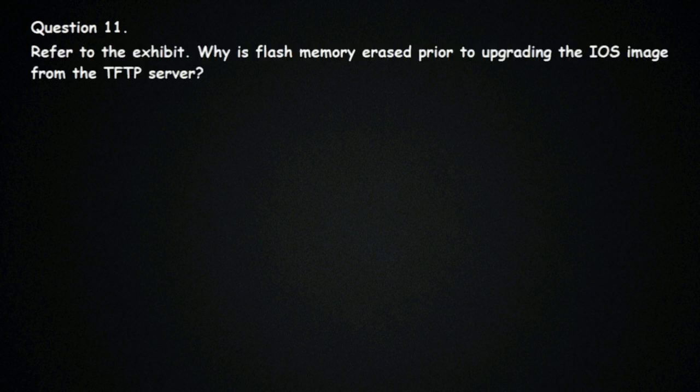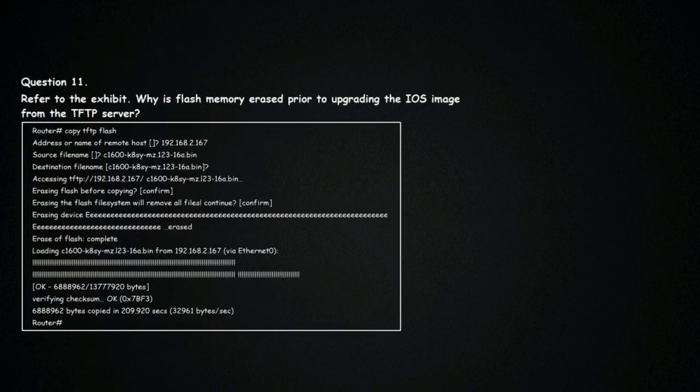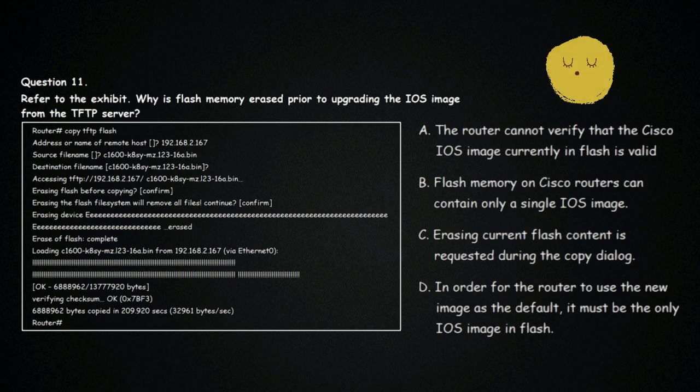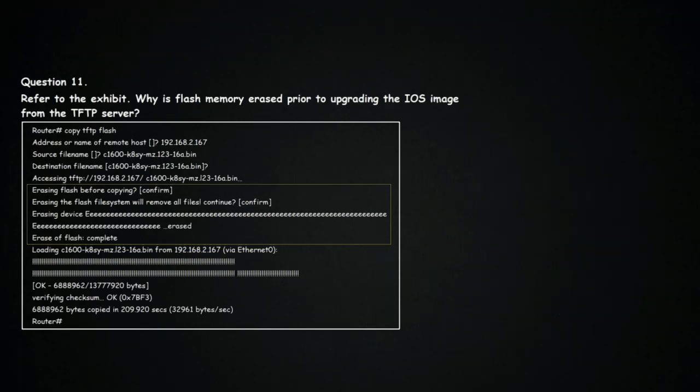Question 11. Refer to the exhibit. Why is flash memory erased prior to upgrading the IOS image from the TFTP server? Here are the options. Answer is C. Erasing current flash content is requested during the copy dialog.